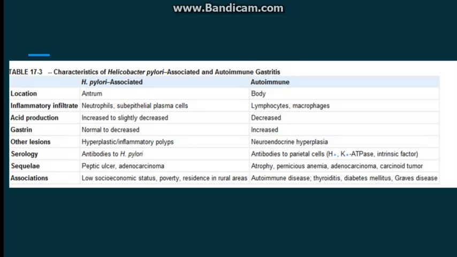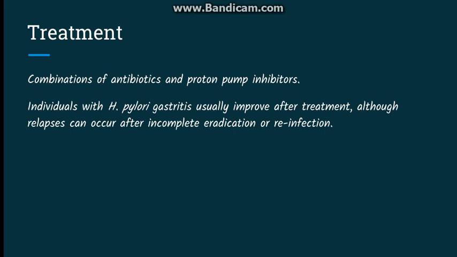Okay, and lastly, the treatment part. In the treatment, we give a combination of antibiotics and proton pump inhibitors, and mostly the patients usually improve after the treatment, although relapses can occur after incomplete eradication or reinfection. Therefore, relapses are very common in these patients.